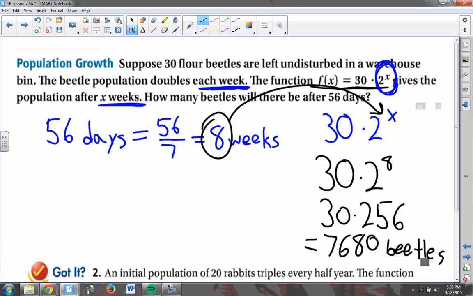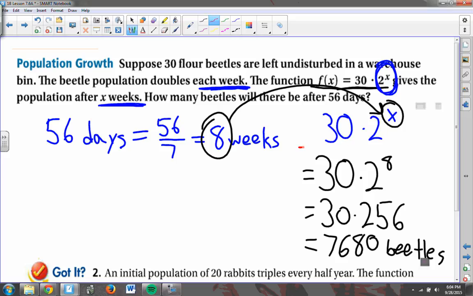And so all I did was figure out what number they wanted me to put in for the x, and I plugged in 8 weeks for x, and then I just did some calculator work from here. Right? So you can check that, please, on your calculator, that 2 to the 8th is 256, and that 30 times 256 gives me 7,680.